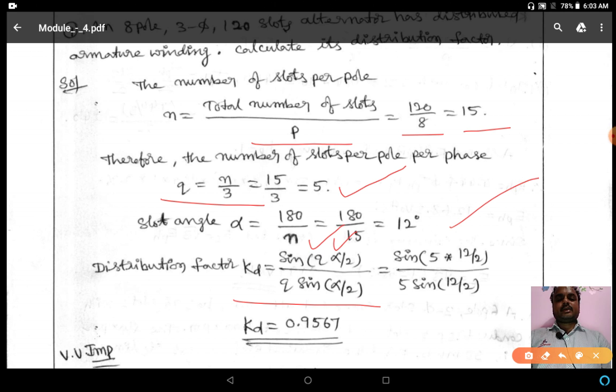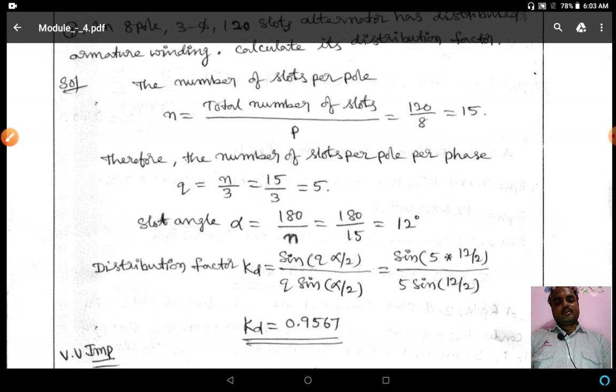So substitute q and alpha values in this relation. So sine of 5 into 12 by 2, divided by 5 sine 12 by 2, right? Here you will get Kd is equal to 0.9567, that is the answer.